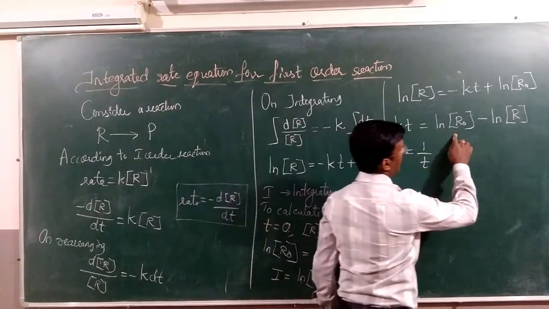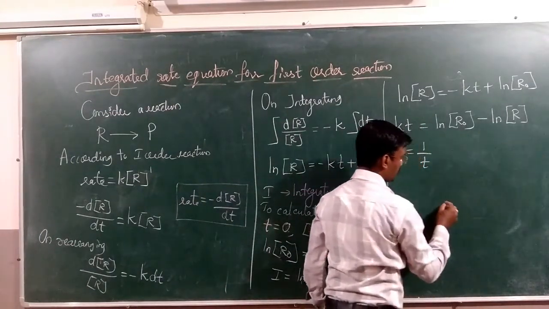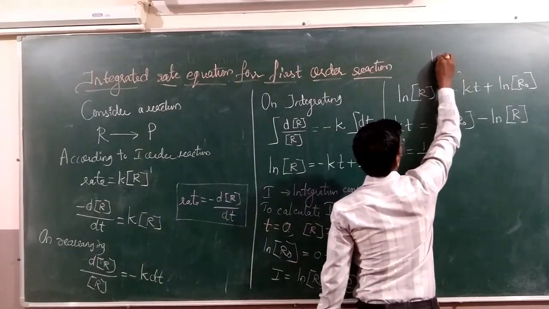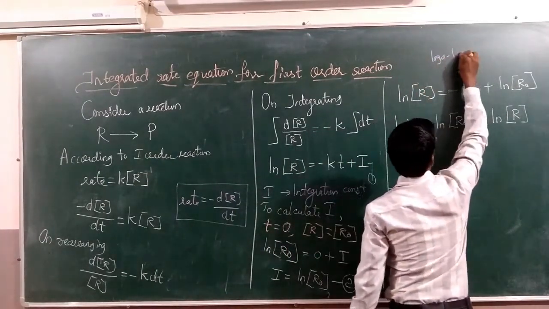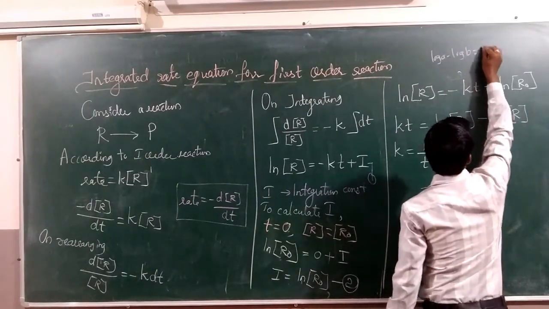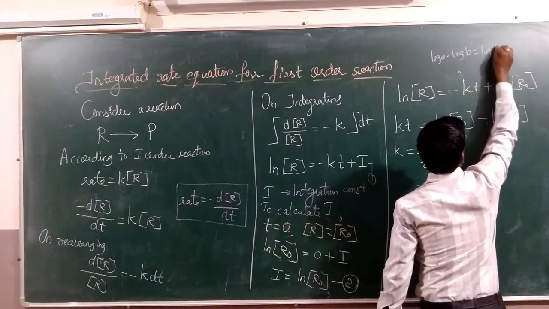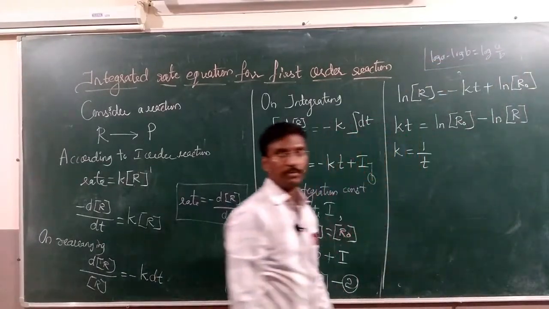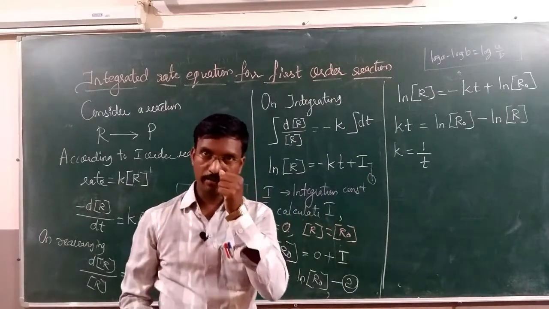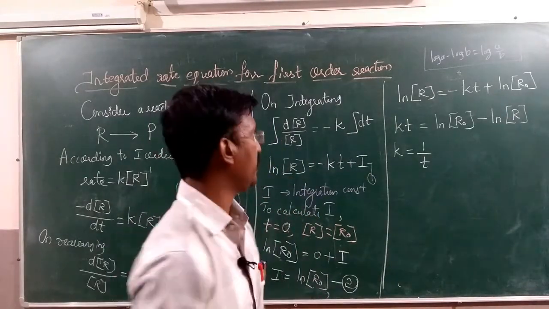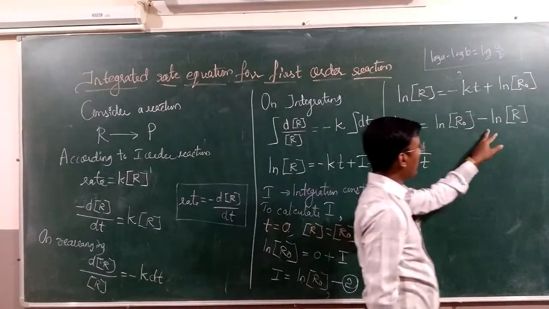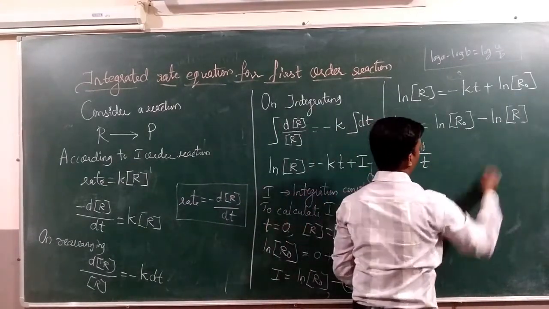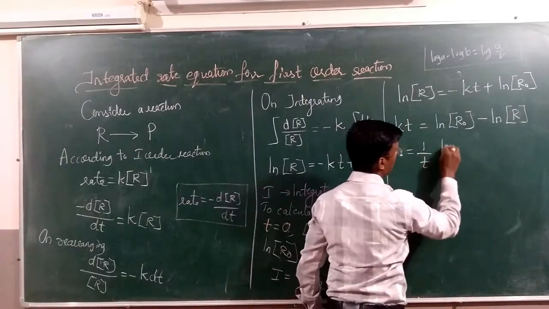Look here, ln R0 minus ln R. We know that log A minus log B becomes log A by B. I hope you remember this expression. Log A minus log B can be written as log A by B. Similarly here, ln R0 minus ln R can be written as ln R0 by R. The same expression I am using here.